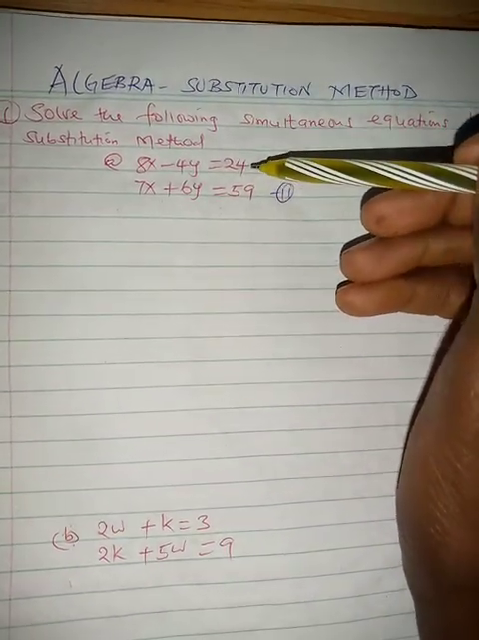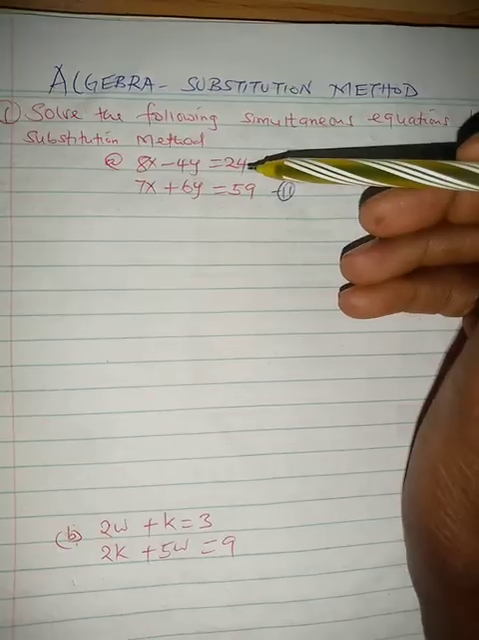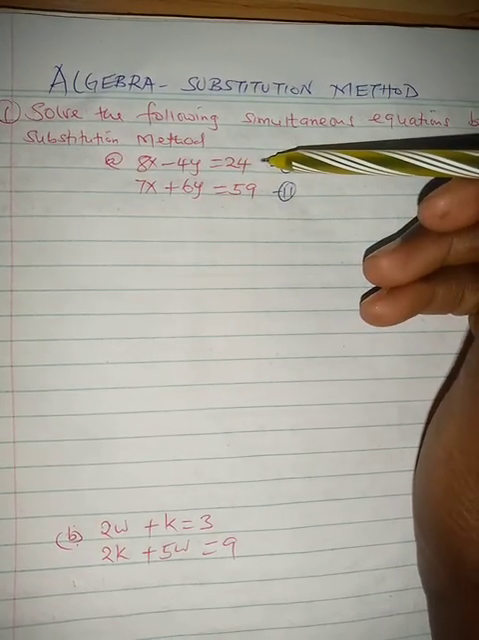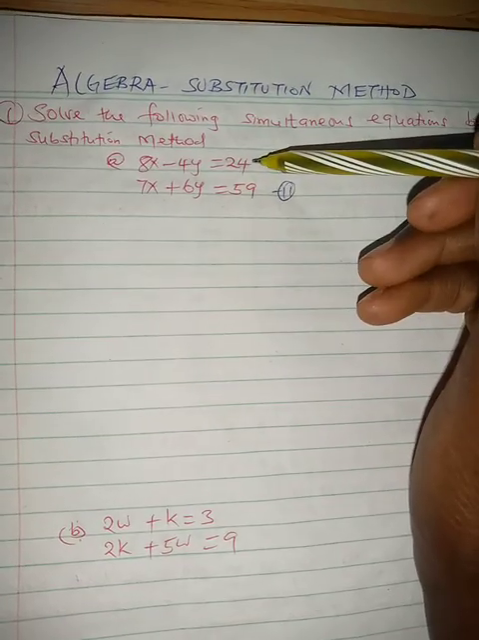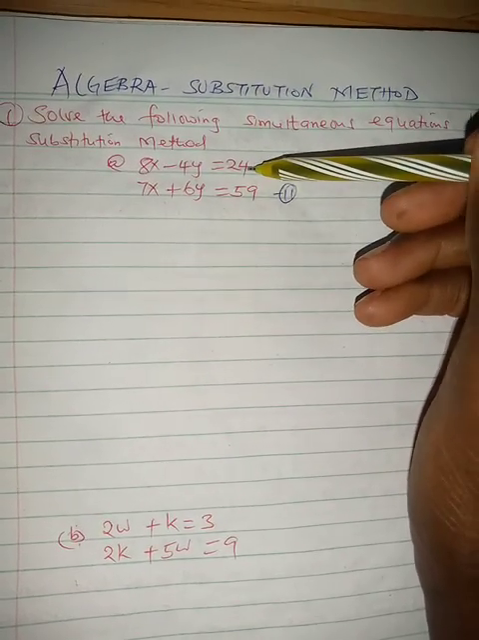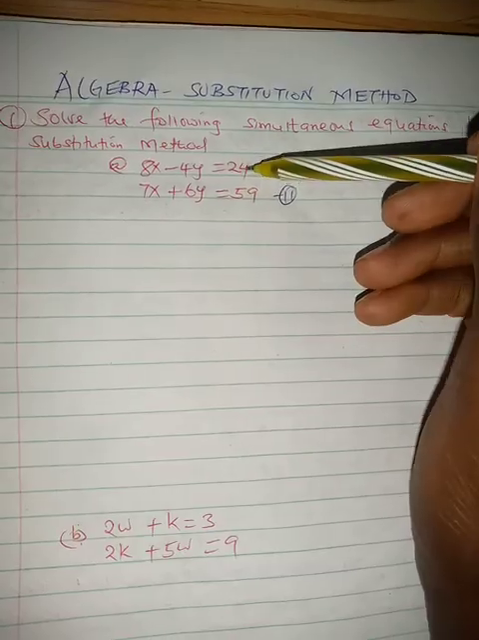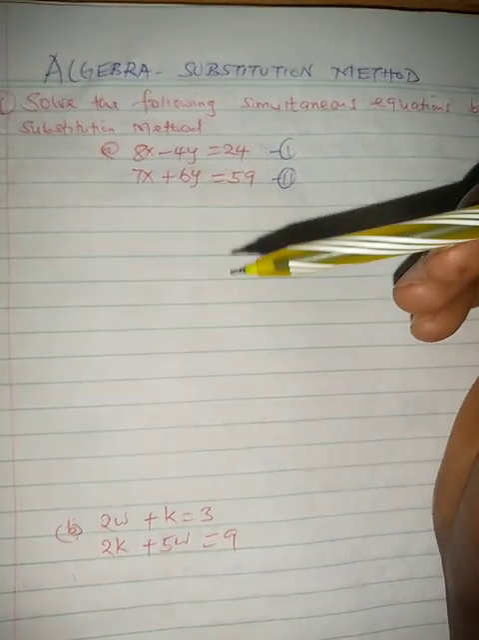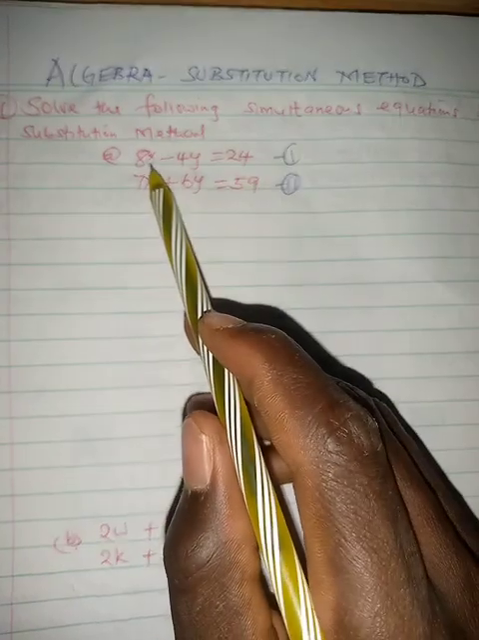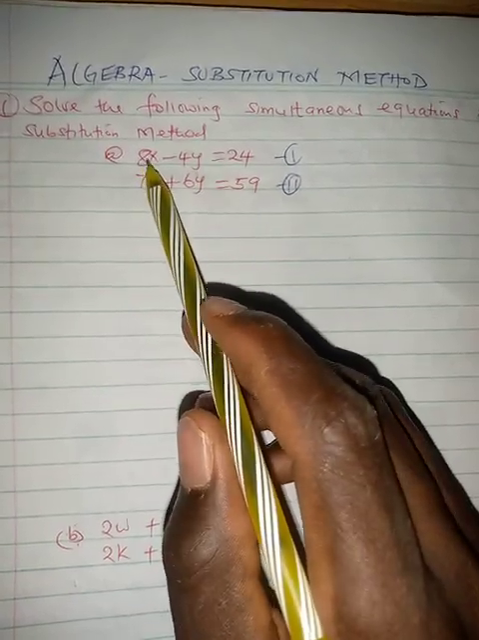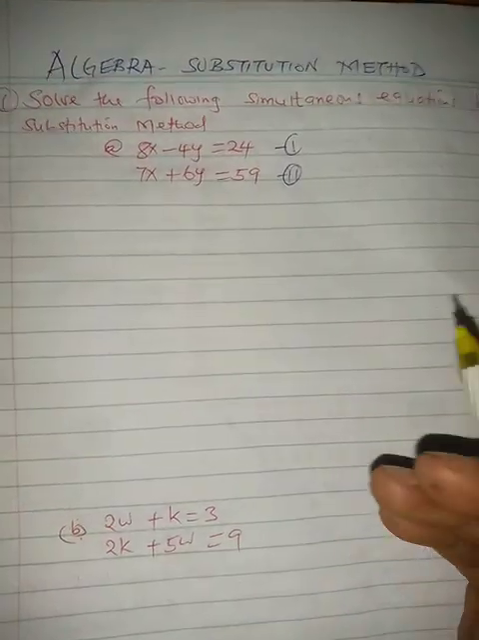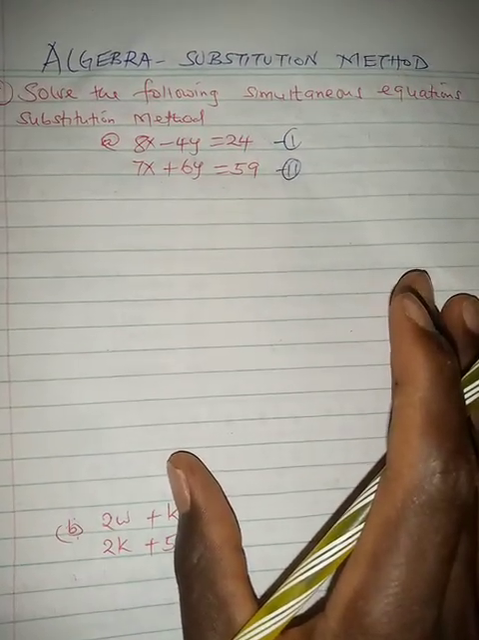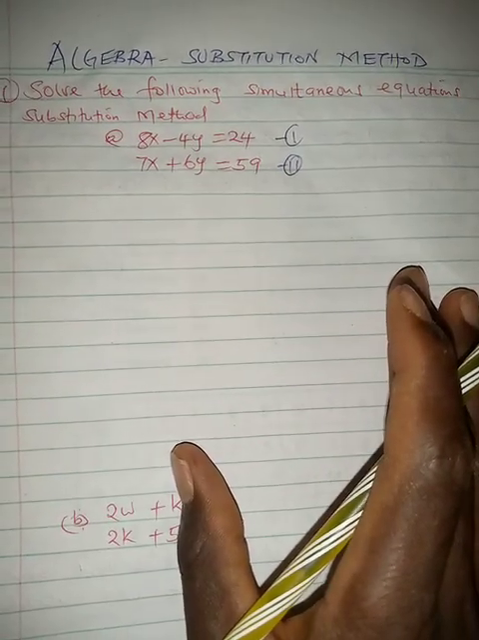Once you look at the two equations, it is easy to simplify the first equation to get a simpler equation. The reason being, this number is divisible by 4, that is 24, and 8 again is divisible by 4. Once you simplify further, you can write x in terms of y or y in terms of x. Then the other step is substituting to get the two values. I think we can start with that first step.